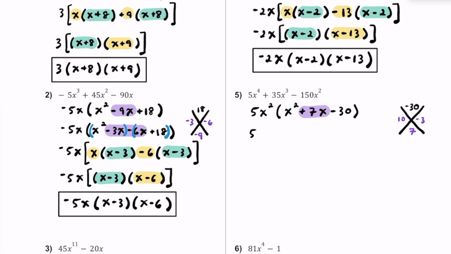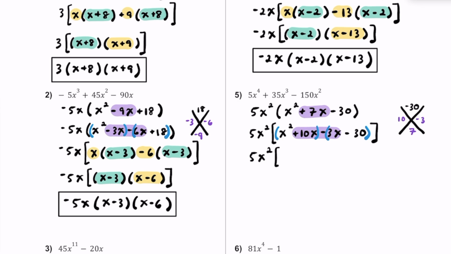So let's keep this 5x squared out in front. It's going to come along for the ride here. And then let's have this x squared, and let's split the 7x into plus 10x minus 3x. And then we have this minus 30 at the end here, okay? All right, cool. So we just took that 7x and split it into these two pieces. Let's go ahead and now factor by grouping. Let's group these first two and group these latter two. And let's keep this 5x squared again out in front here.